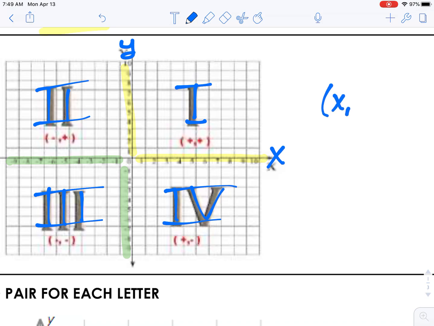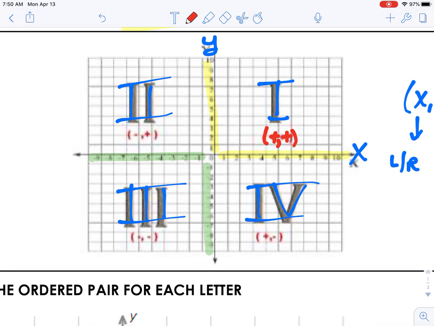When you write an ordered pair, the x is always first. So you always move left or right first, and then you move up or down last. Points in our first quadrant, your x is always positive and your y is always positive. In quadrant 2, your x's are negative and your y's are positive. In quadrant 3, both the x and the y values are negative. And in quadrant 4, we have a positive x and a negative y.